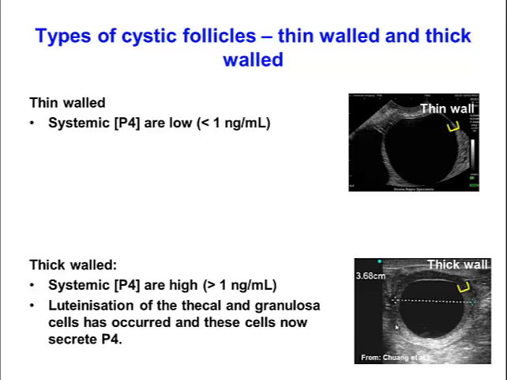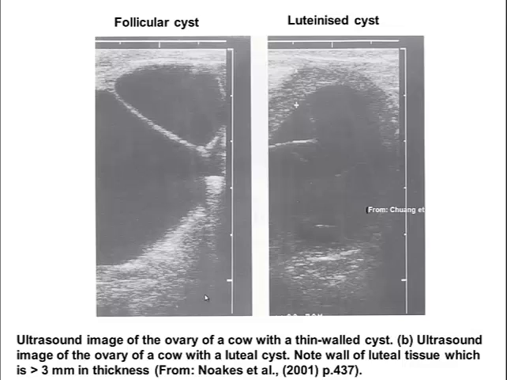Now I should say on palpation sometimes it's difficult to differentiate these as being thin or thick wall just by feel. So really hormone testing with progesterone is the best way to work out whether they're producing high or low concentrations of progesterone. But in practice this is virtually never done, just because it adds to the cost, and it delays the diagnosis as well. So people just usually go ahead and treat them.